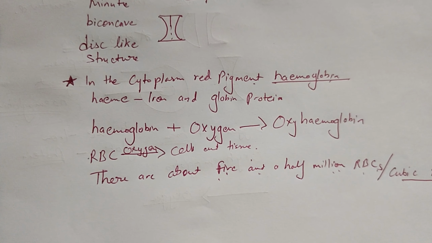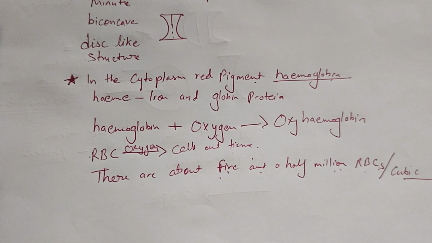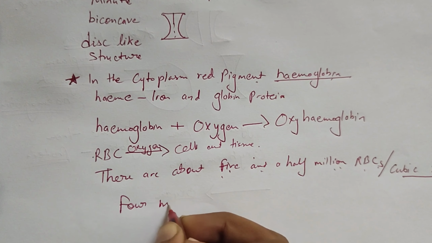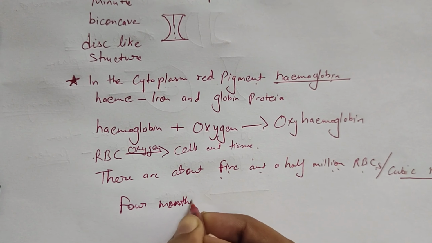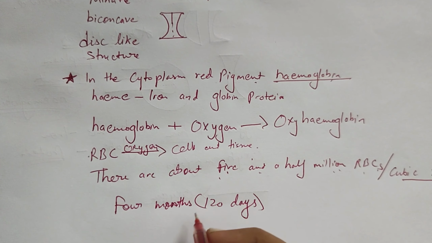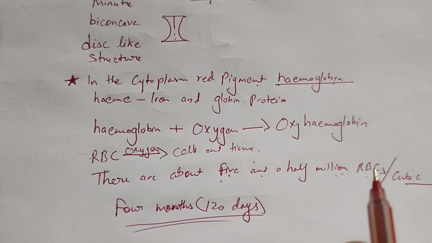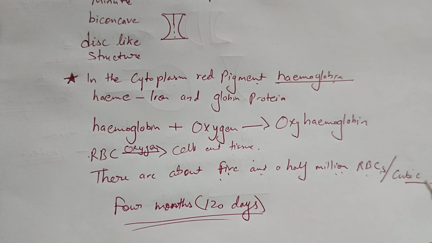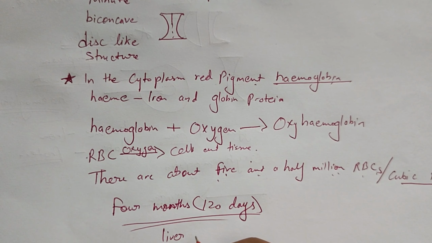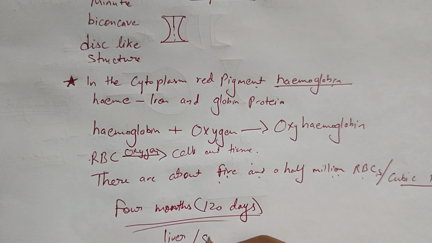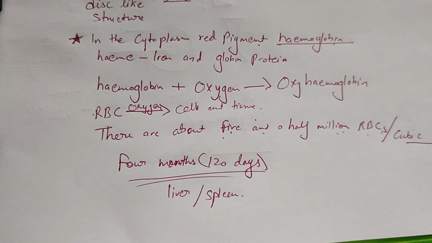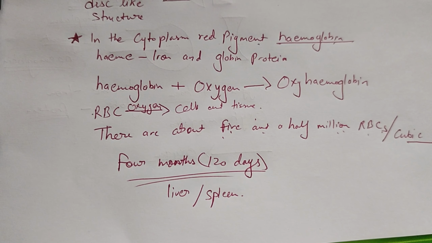The red blood cells last about, the lifespan, if you ask me, is about 4 months, or you can say 120 days, after which they break down and are disintegrated in the liver or spleen. After 120 days the red blood cells die.